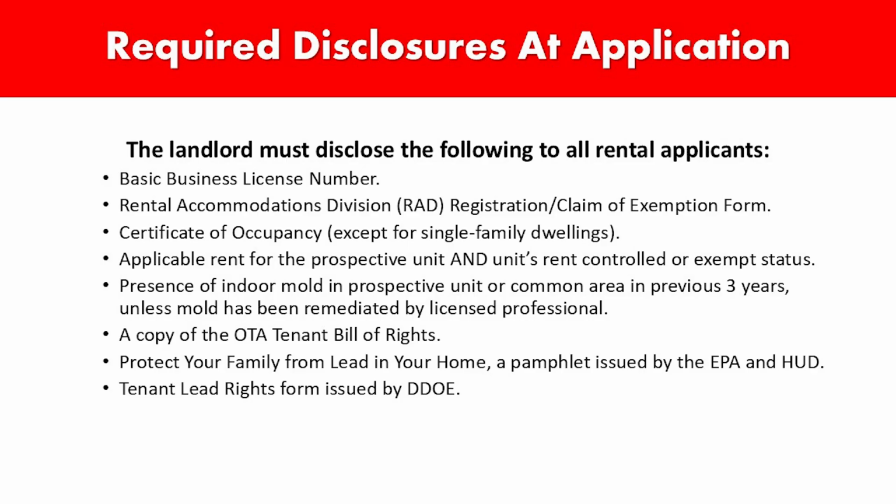So the landlord must disclose the basic business license number, the rental accommodations registration, the certificate of occupancy, the rent for the unit and whether or not the unit is subject to rent control, whether there's been mold in the unit in the previous 3 years, unless it was completely remediated by a licensed professional, a copy of our office's Bill of Rights, 2 different lead disclosures, one from the EPA and one that's local, and then a tenant right form issued by the DOE.